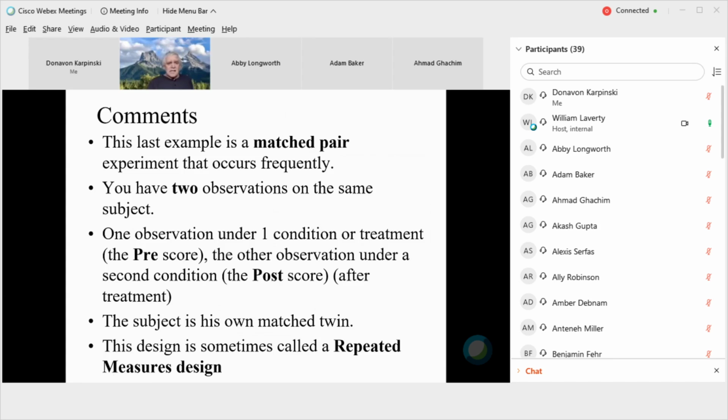So the last example is a matched pair experiment that occurs quite often. You have two observations on the same subject, so each subject is its own matched pair. One observation was the pre-score. The other observation is the post-score after the treatment. So the subject is his own matched twin. This sometimes is called a repeated measures design. When you have several measurements on the same subject, that's called a repeated measures design. Here you have two measurements, the pre-score and the post-score.